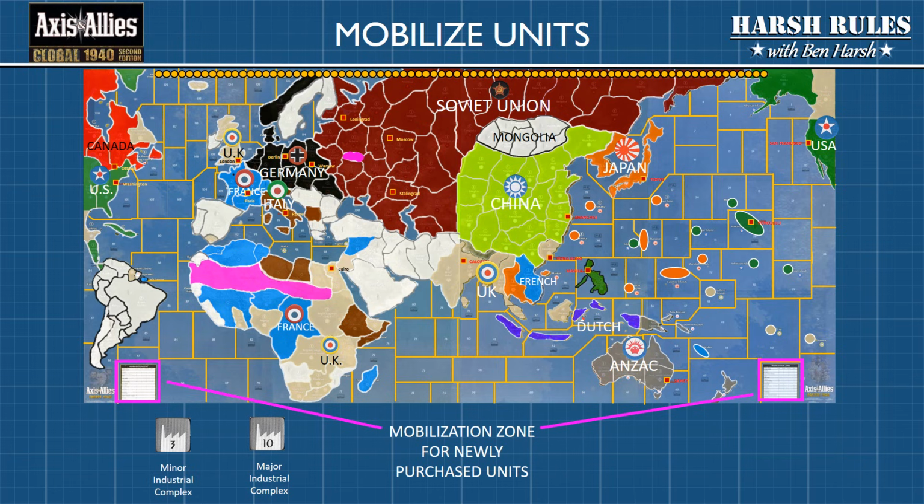Units can only be produced by industrial complexes. Land and air units are placed in the territory with the industrial complex. Naval units are placed in adjacent sea zones. Each industrial complex is limited to the number of units it can produce per turn. Also remember to check for any damage markers beneath the complex that would reduce unit output.